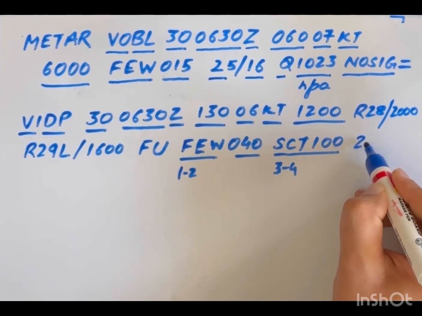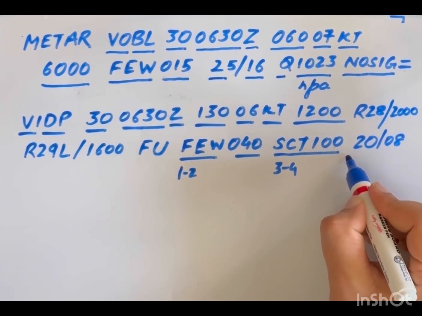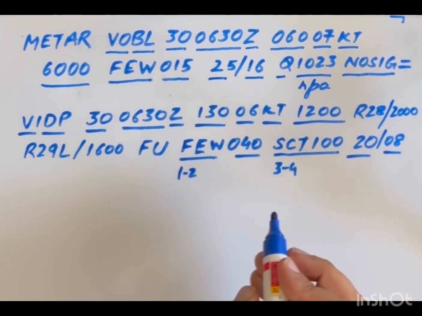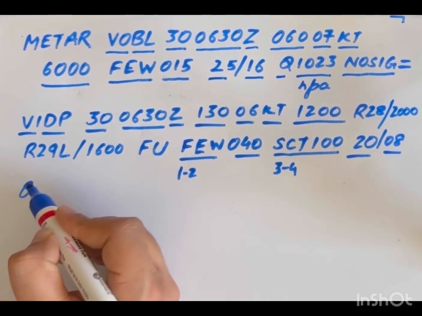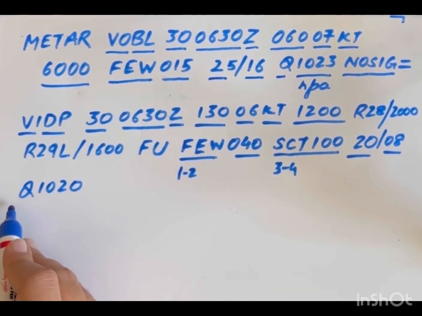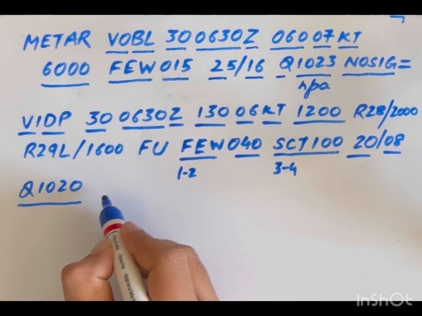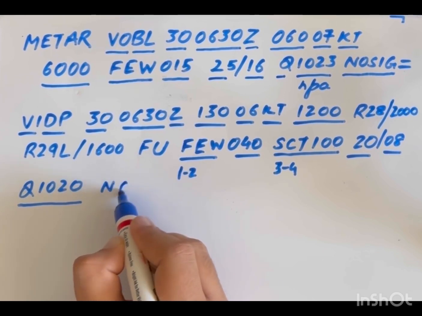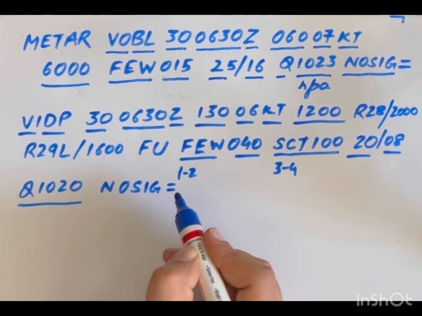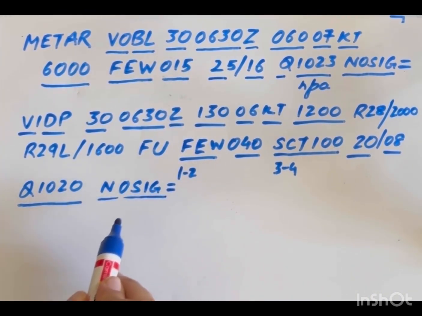Then they have written 20/08. So the temperature is 20 degrees Celsius. Dew point is 8 degrees Celsius. And the last part is QNH 1020. That is the pressure, the QNH at that place. It is a high pressure area, and in the end they have written NOSIG and it ends with an equals sign. So that means the trend forecast for the next 2 hours is no significant weather.